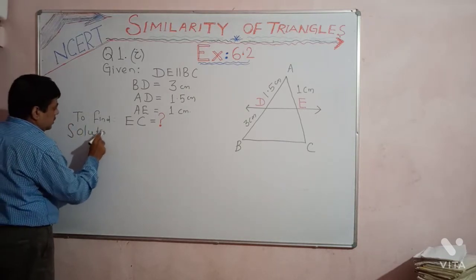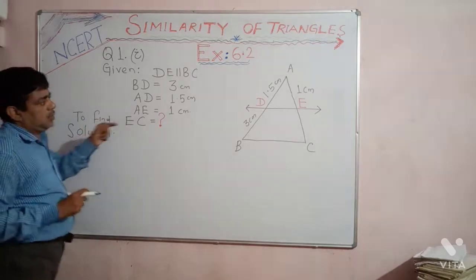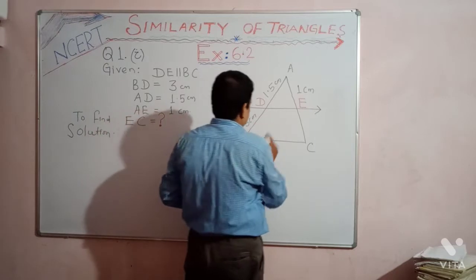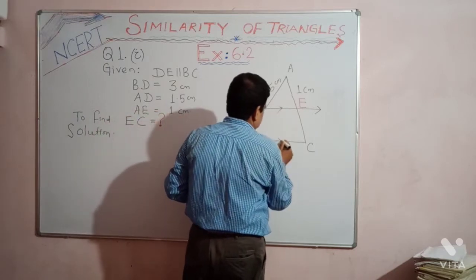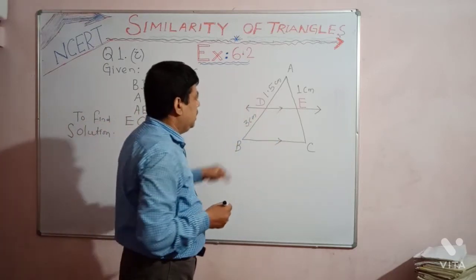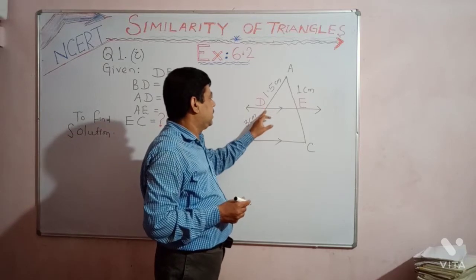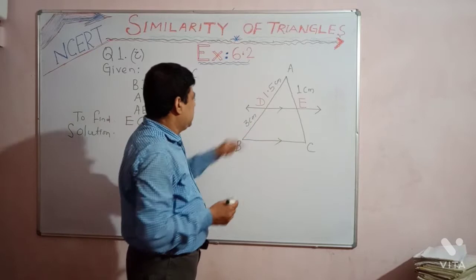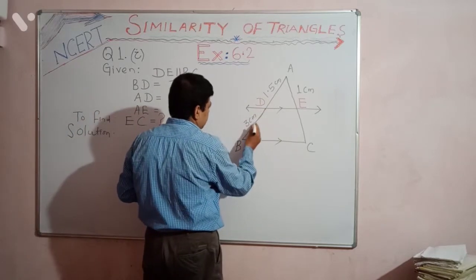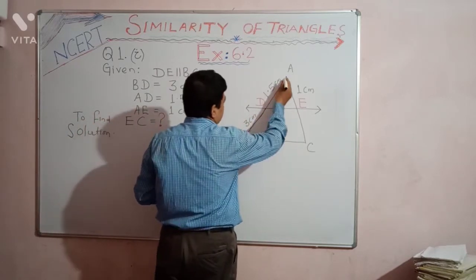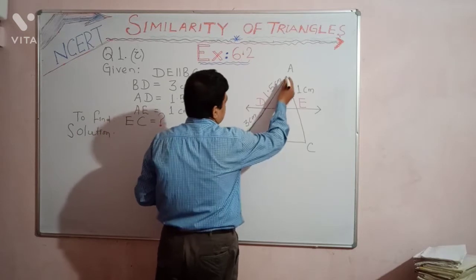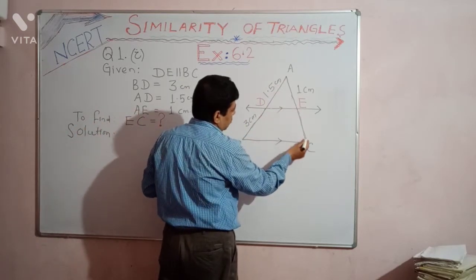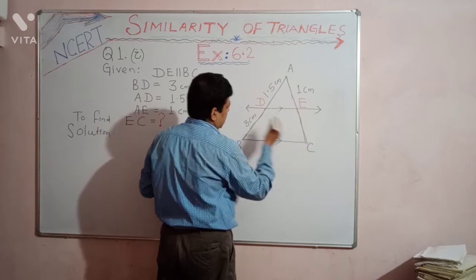So it is given, and once again I am repeating, that in triangle ABC, DE is parallel to BC, and DE intersects AB at the point D and AC at the point E. Here the lengths are given: BD is 3 cm, AD is 1.5 cm and AE is 1 cm. We have to find the length CE.